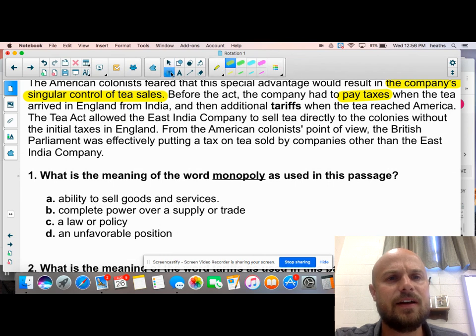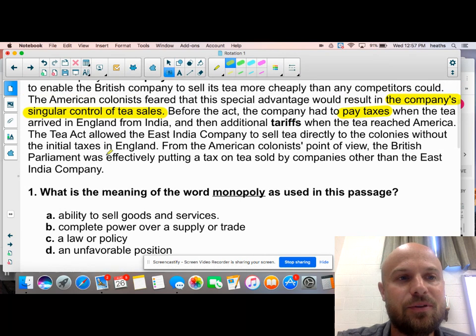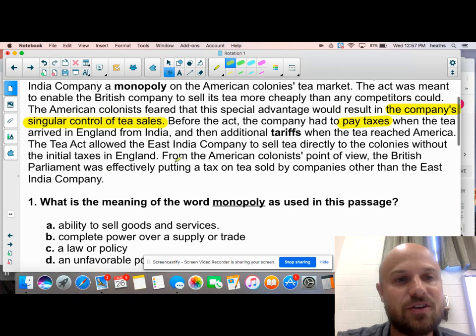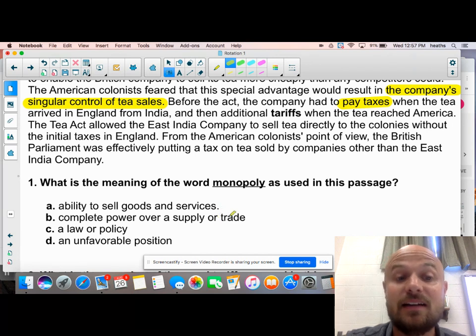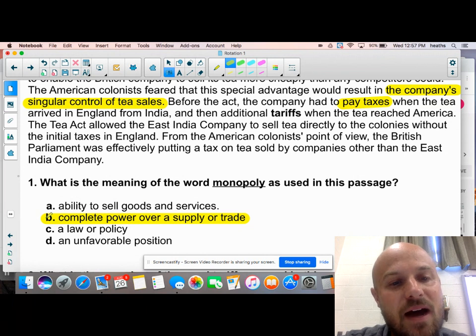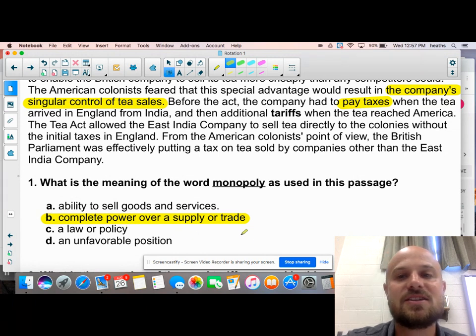So let's go down here. What is the meaning of the word monopoly? We highlighted singular control of the tea sales. So A, the ability to sell goods and services. I don't think that matches. B, complete power over a supply or trade. That sounds pretty good, but let's get in the habit of reading all the options. C, a law or policy. I'm going to say no. And then D, an unfavorable position. I think this one's fairly obvious after we put our highlight up in the paragraph. It means complete power or control over a supply or trade.